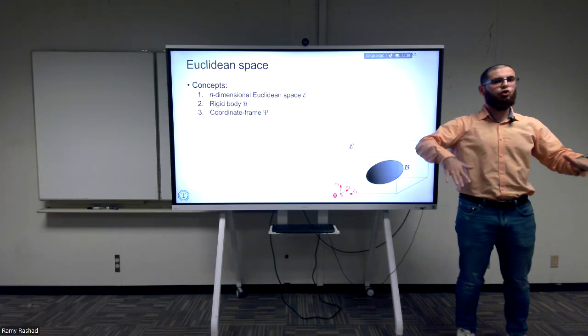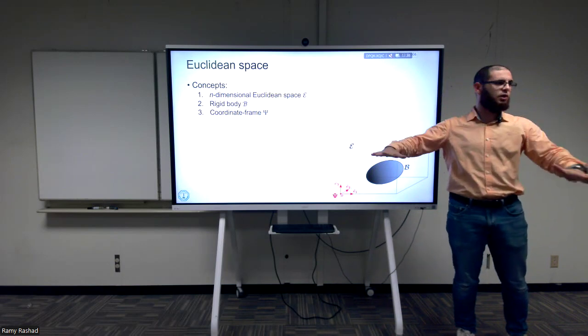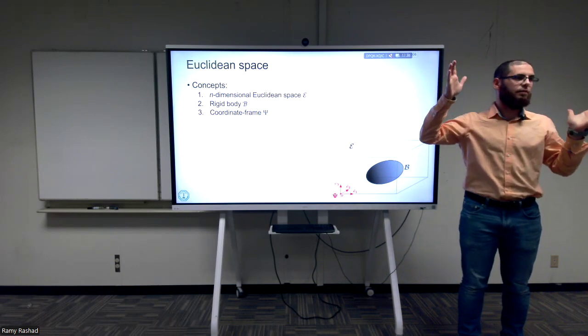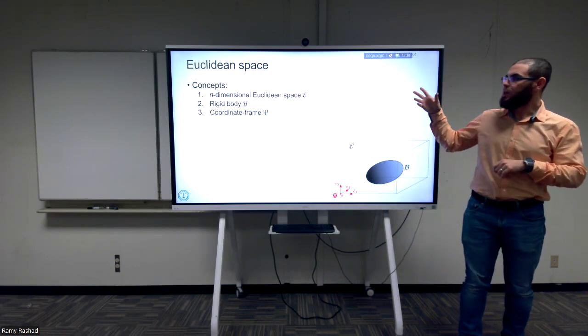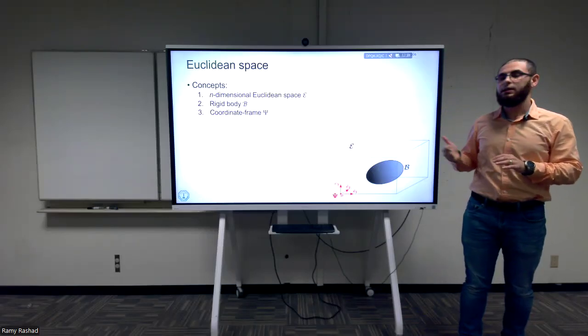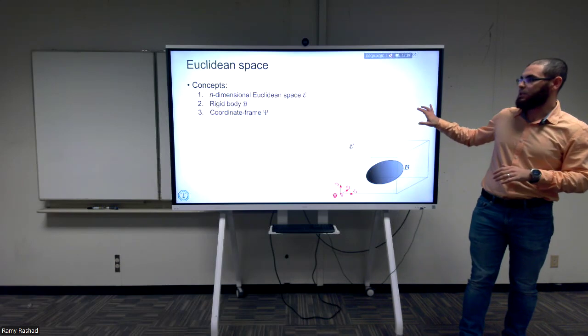So this is usually, you don't assume there's any height, it's just something that lives on the plane. So this is for the case n equal 2, and the general case is 3D, so n equal 3. So differentiate between n-dimension Euclidean space, what a rigid body is, and what a coordinate frame is. Let's start with the first one.